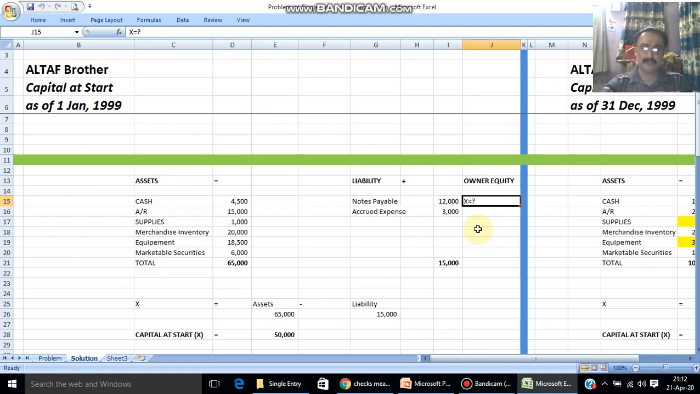Whenever we put X over here, say for example, here is the equation: A for assets is equal to liability plus owner's equity. Whenever we find owner's equity, it will be equal to assets minus liability, because liability is plus over here.